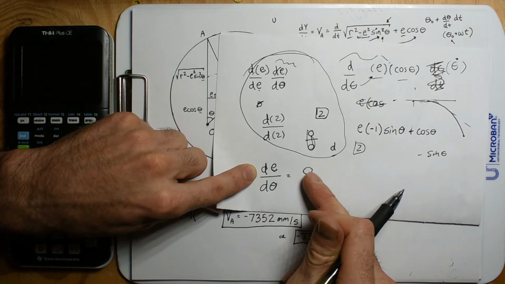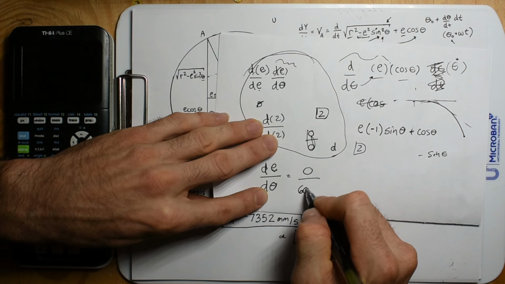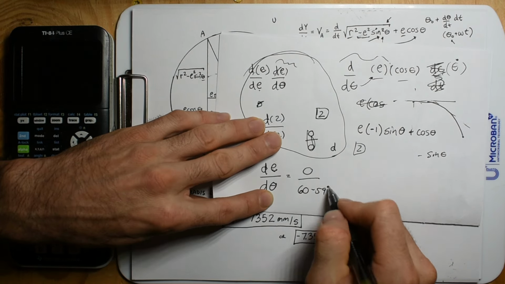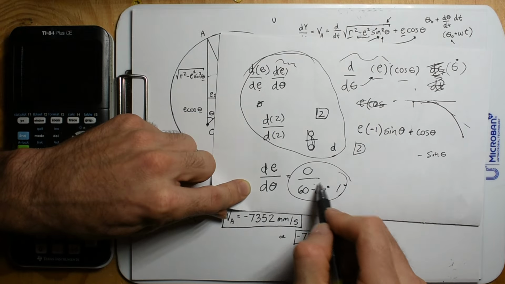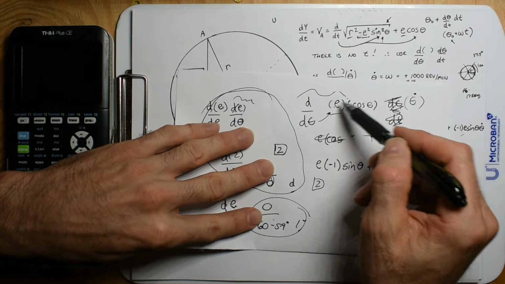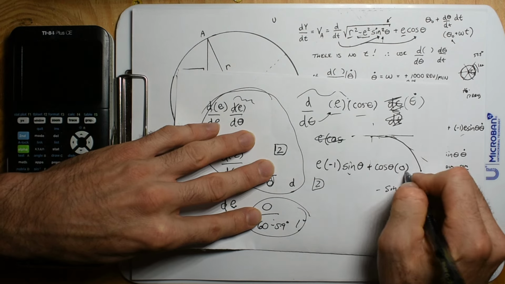So e doesn't change, but theta does change. You could start at 59 and then go to 60, so that'd be a change of 1 degree. Anyway, that's going to be 0. So let's do this again: first times the derivative of the second plus the second times the derivative of the first. So that's going to be 0.